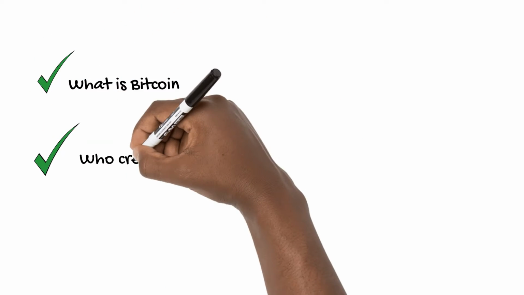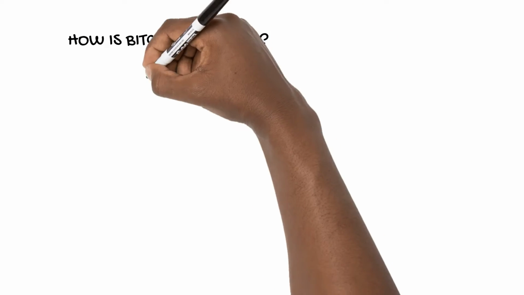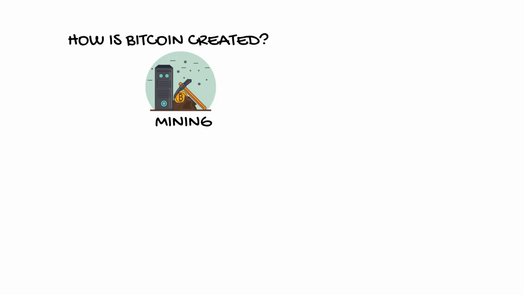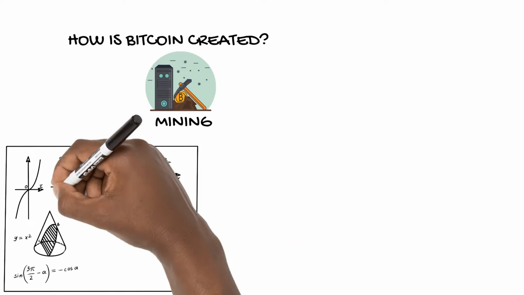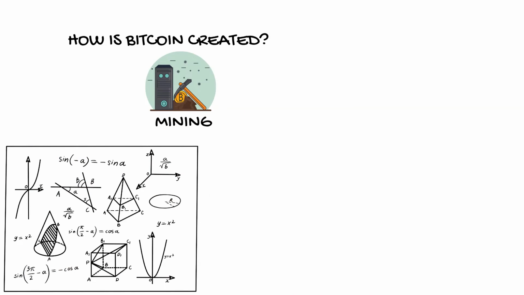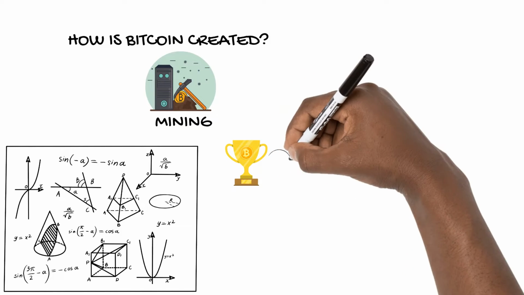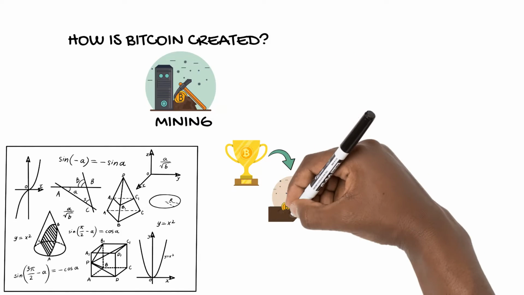So far we've established what Bitcoin is and who created it. So how are Bitcoins created? They're created through a process called mining. It's the same process responsible for verifying, processing, and recording Bitcoin transactions. However, to process a transaction, you have to earn it by solving a difficult math equation. You'll be competing with thousands of other miners on the Bitcoin network. So if you solve it first, then you get to mine that block or process that transaction, and you get rewarded for that in Bitcoin.